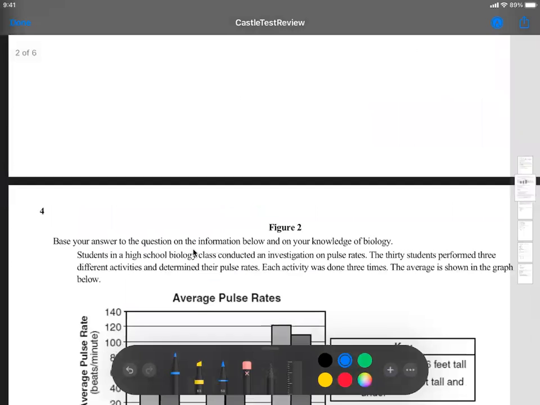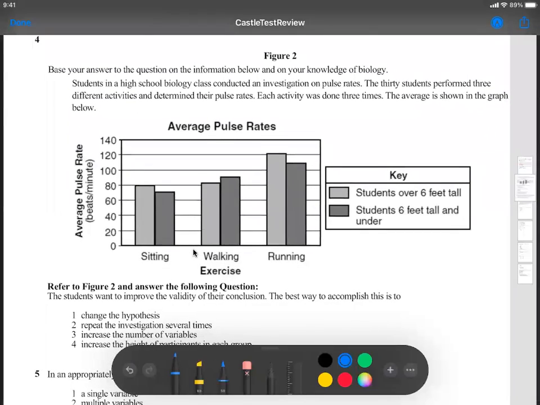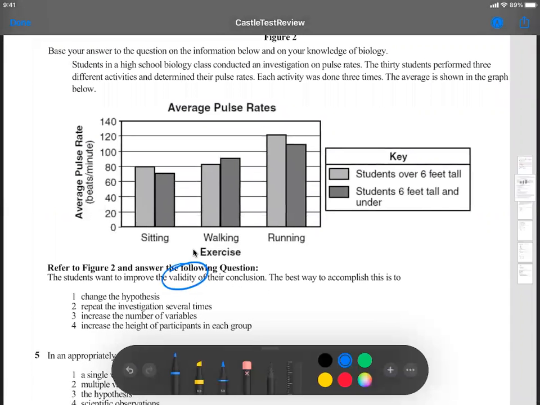Perfect. Number 4. Base your answer to the question on the information below and on your knowledge of biology. Students in a high school biology class conducted an investigation on pulse rates. The 30 students performed 3 different activities and determined their pulse rates. Each activity was done 3 times. The average is shown in the graph below. The students want to improve the validity of their conclusion. The best way to accomplish this is 1, change the hypothesis, 2, repeat the investigation several times, 3, increase the number of variables, or 4, increase the height of participants in each group? Show me what you got in 3, 2, and 1.